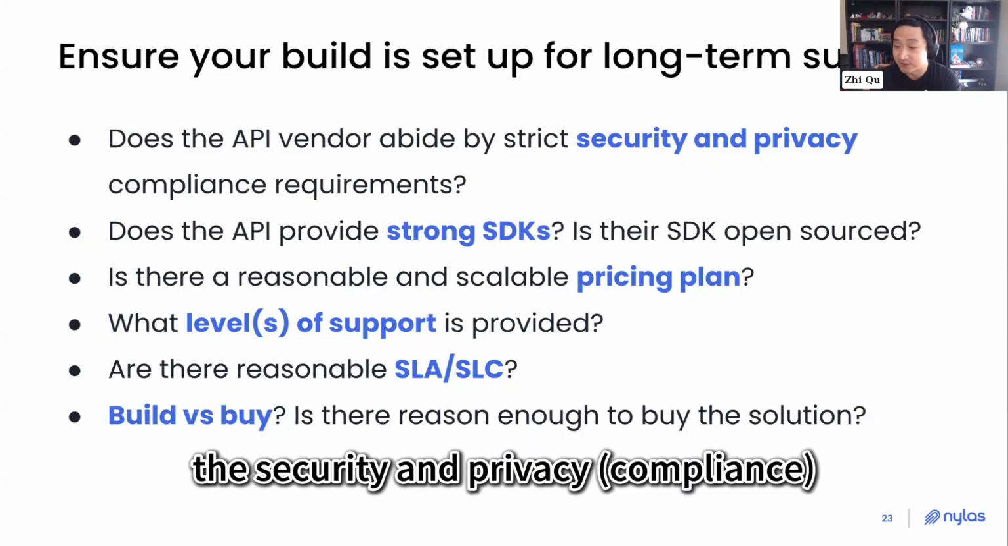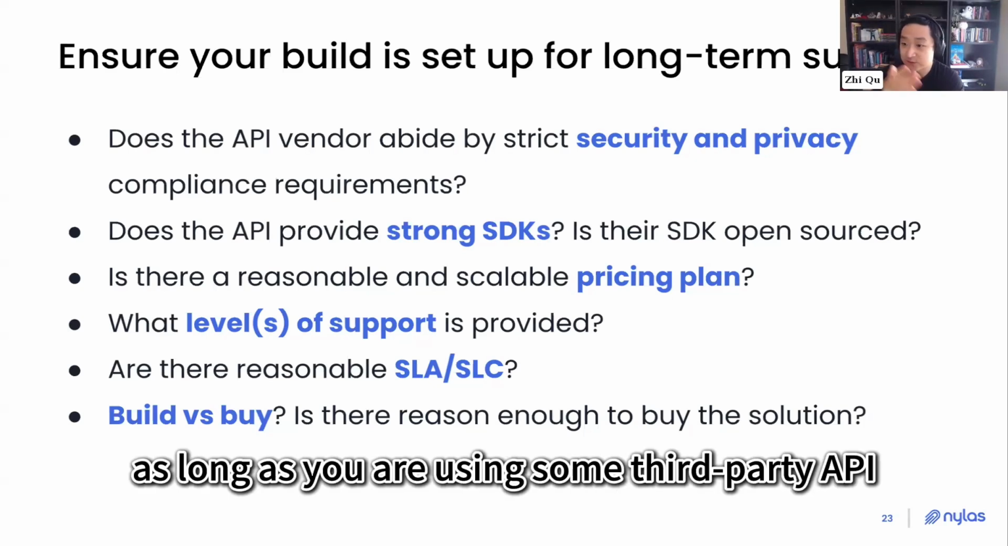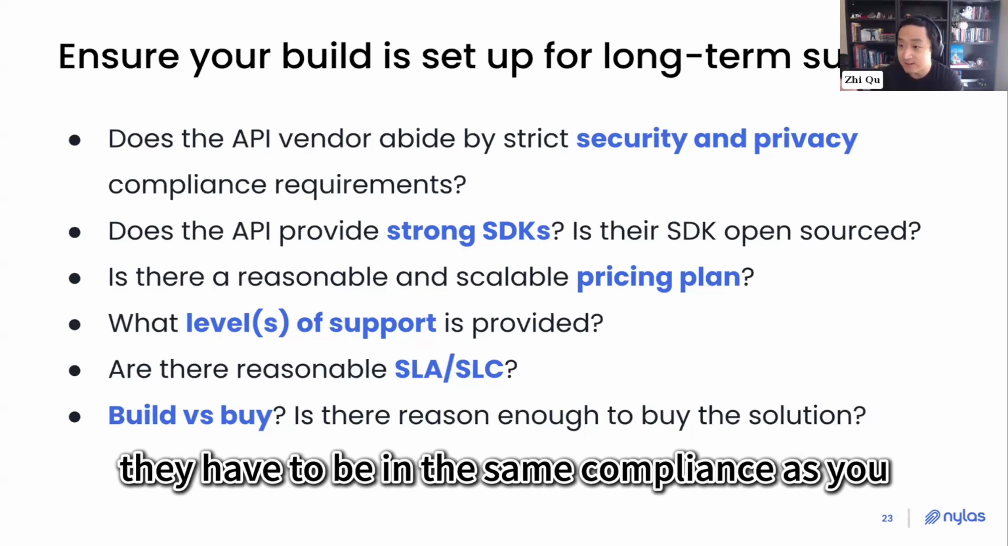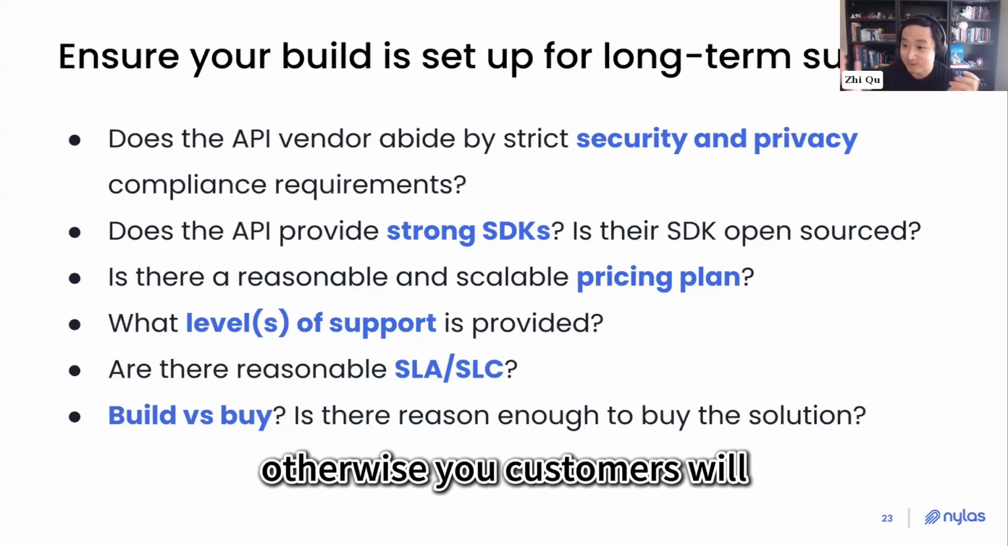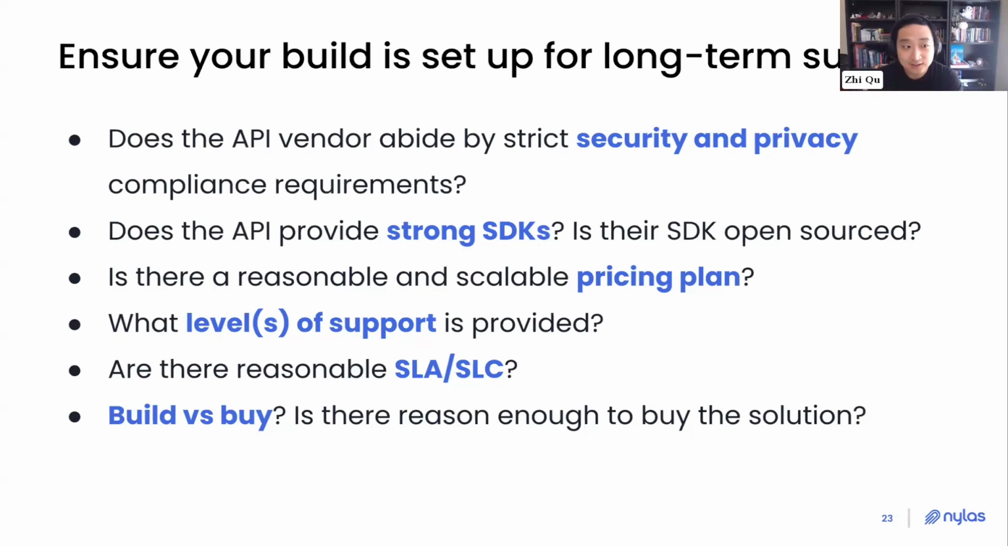For example, security and privacy. Even if you are in compliance with security and privacy, as long as you are using some other third-party API, they have to be in the same compliance as you. Otherwise, your customers will probably have a way to see you are suddenly out of compliance.